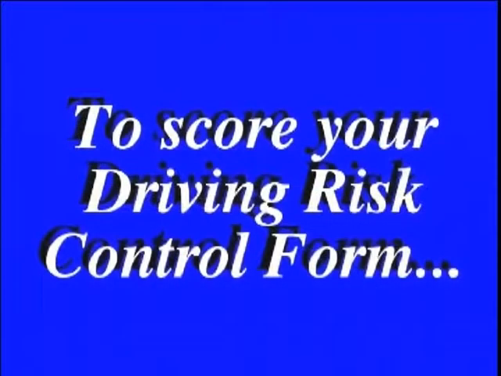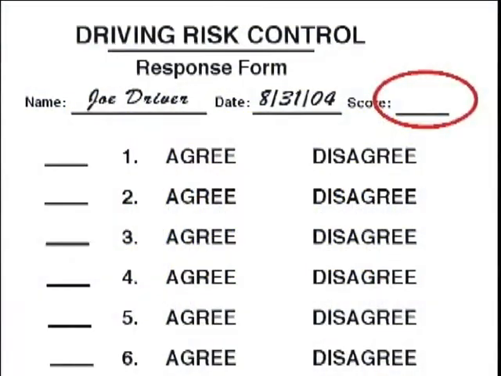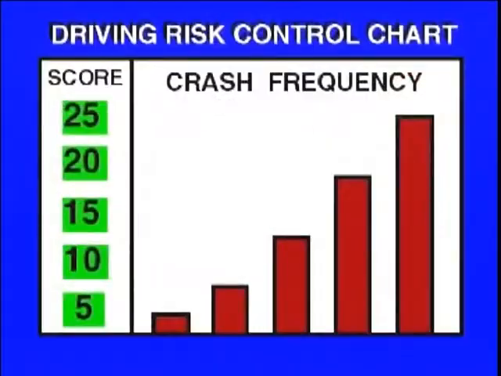To score your driving risk control response form, count the number of check marks and enter this number in the space provided at the top of the response form. This number is your driving risk control score. The chart you see on the screen shows motor vehicle crash frequency rates when compared with driving risk control scores. Risk control scores are green, and the crash frequency is red. Essentially, the chart indicates that the higher the score, the greater the driving risk potential.